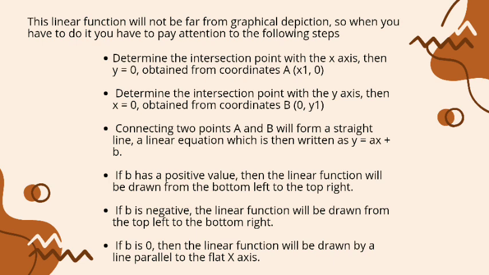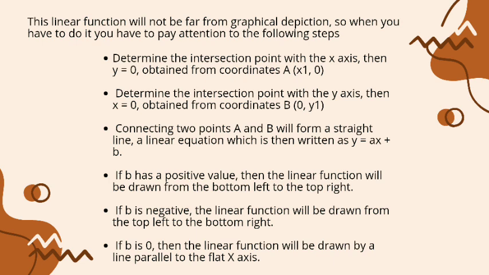Second, determine the intersection point with the y-axis, then x equals 0. Obtain from coordinate B is 0 and y1. Third, connecting two points A and B will form a straight line. A line equation which is then written as y equal ax plus b.